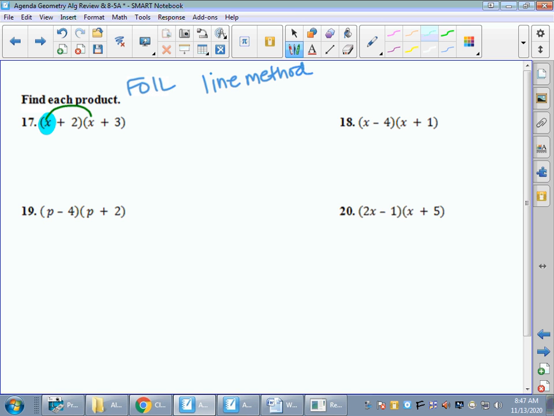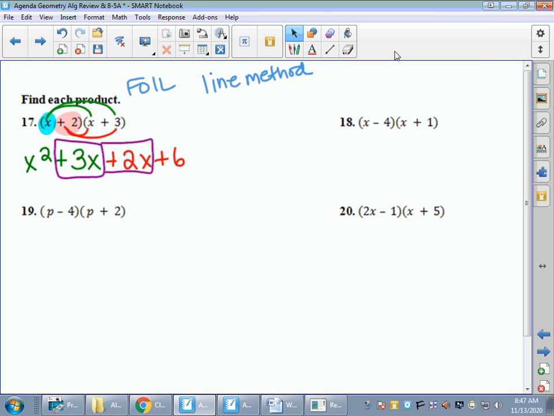So x times x is x squared. A line from here, x times 3 is positive 3x. And then I go to my second term inside, it's a positive 2. And I multiply by what's in the other parentheses. So positive 2 times x is plus 2x. A positive 2 times 3 is plus 6. And then I'm going to combine my like terms. I've got a 3x and a 2x are the only like terms I've got. So my final answer is going to be x squared plus 5x plus 6. So I've got a trinomial for an answer.